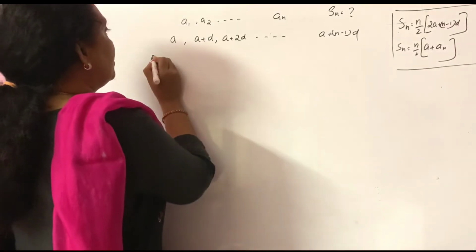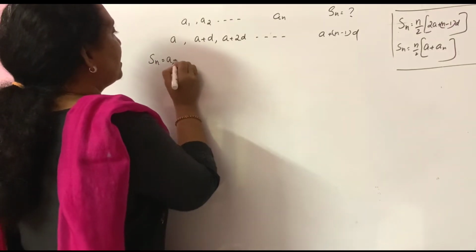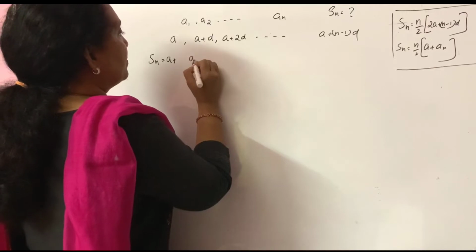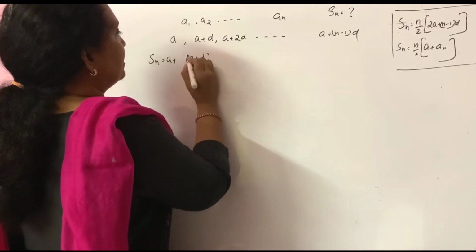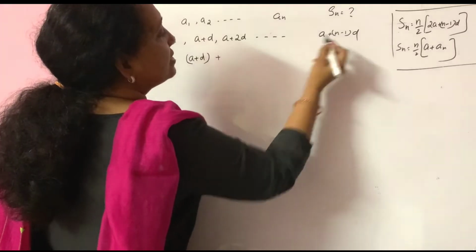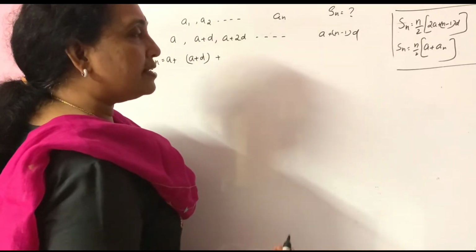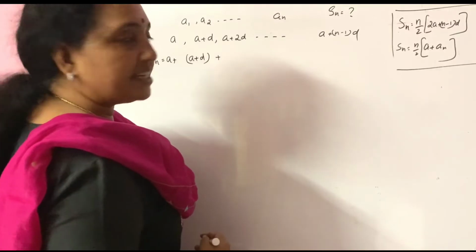That means Sn is equal to a plus a plus d, the second term, plus the third term, and so on, plus the last term, which is a plus n minus 1 into d. So what will be its preceding term?